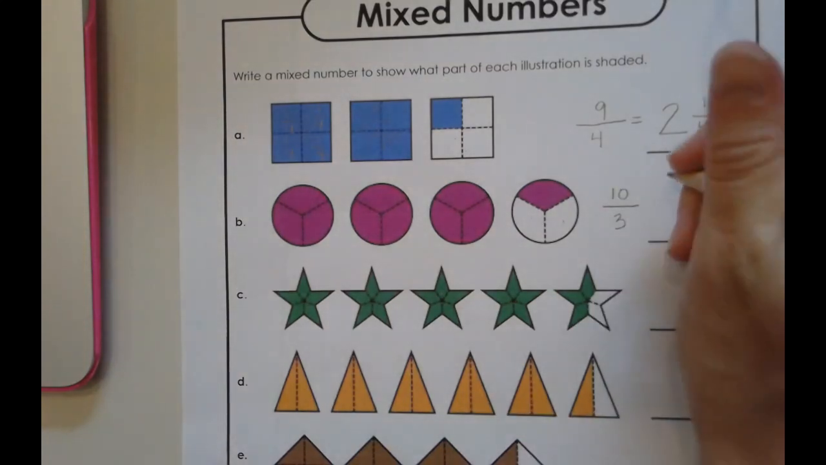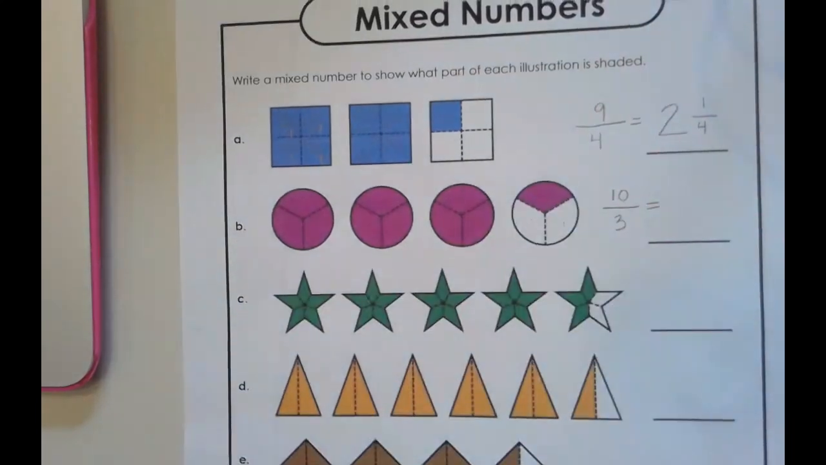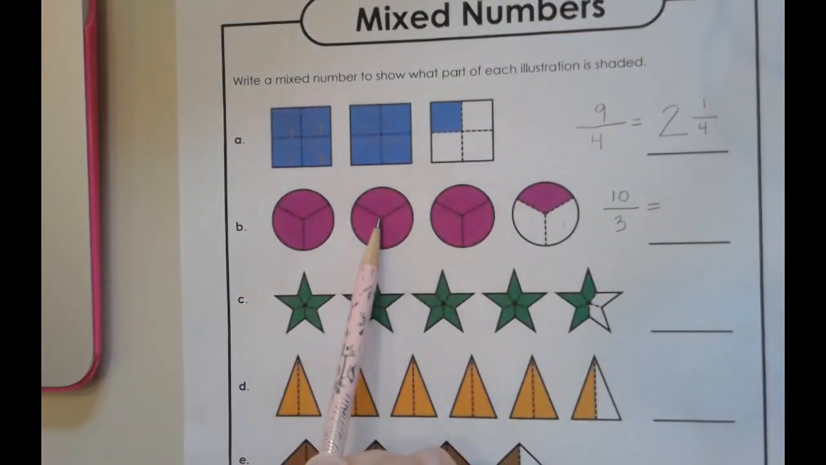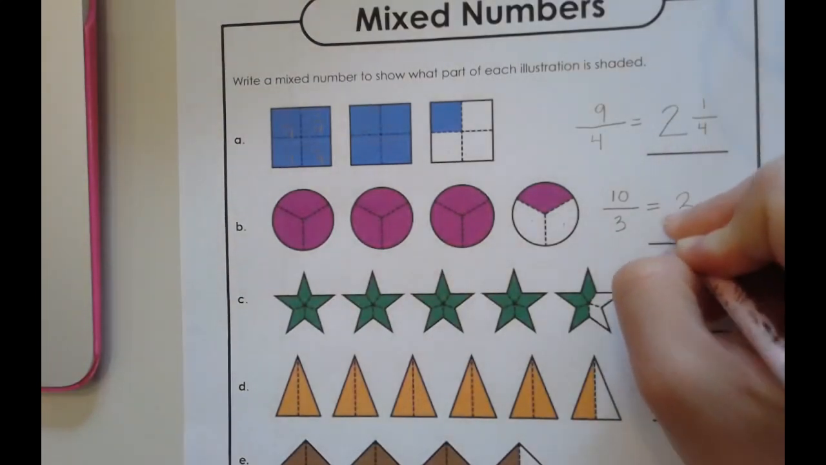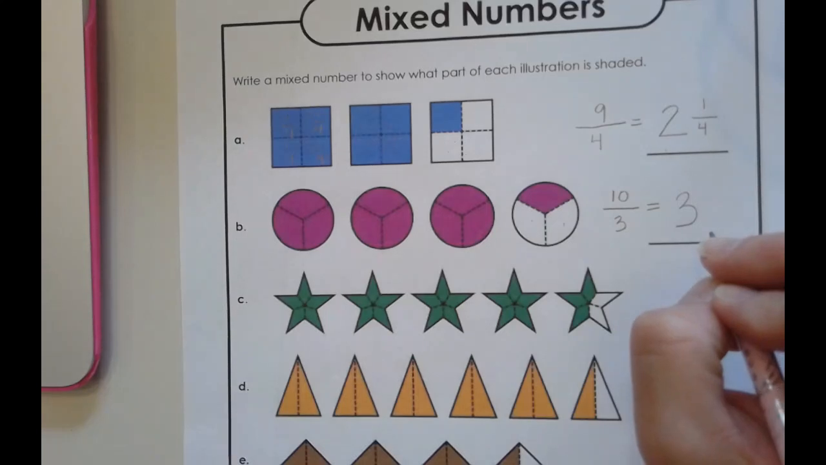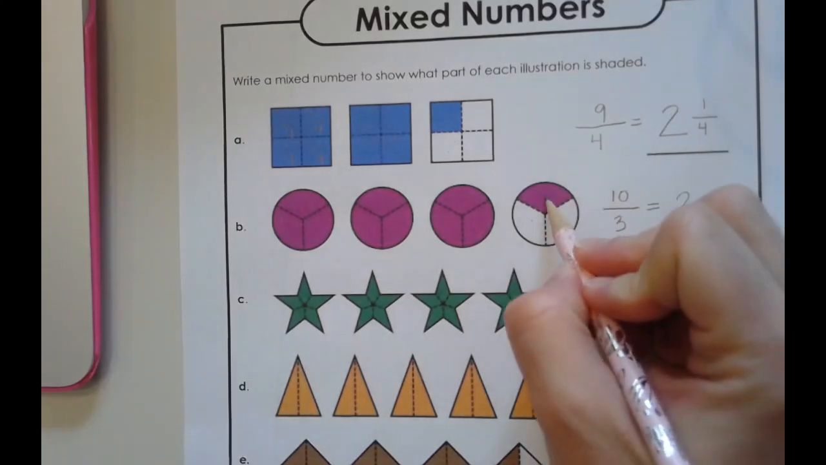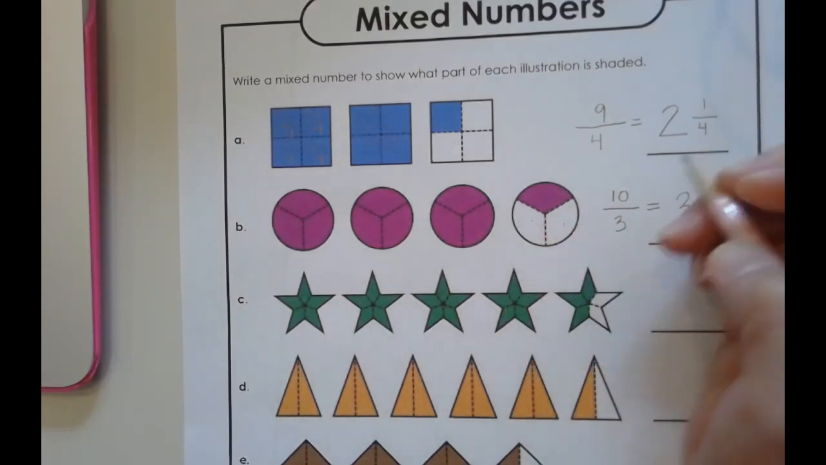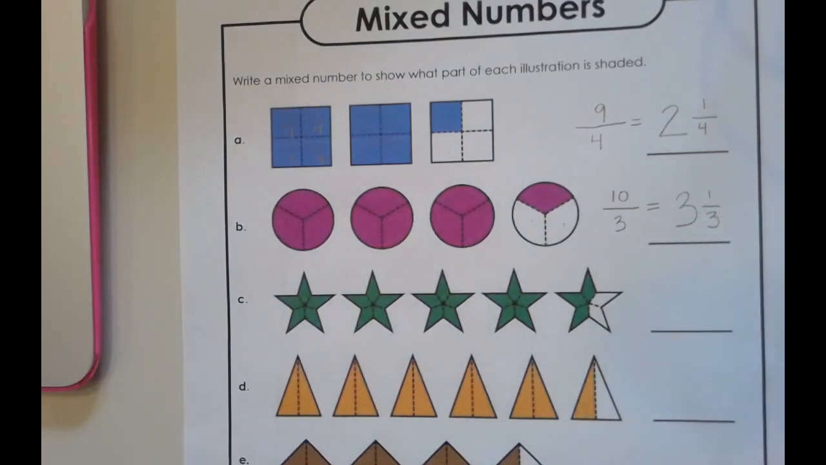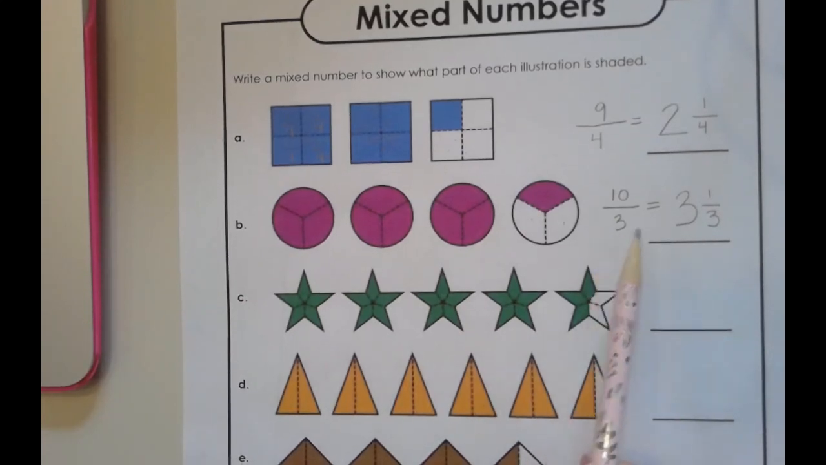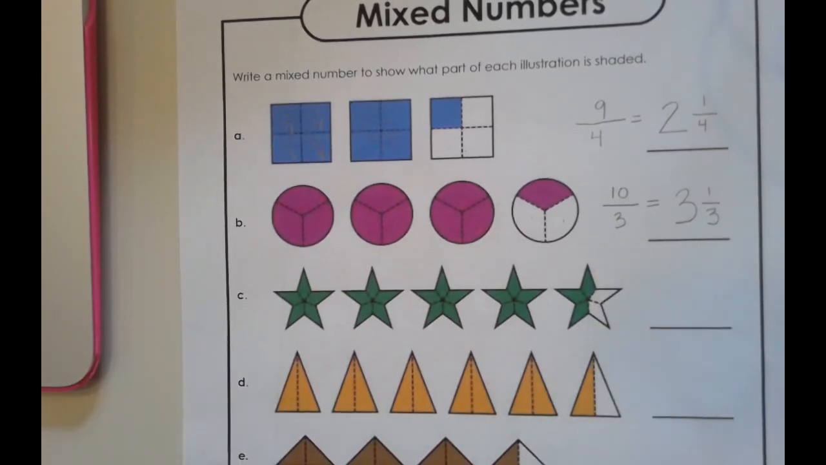Now, I'm going to represent that as a mixed number. First, let's figure out how many whole pies I have. 1, 2, 3. I have 3 whole pies. Plus, in addition to those 3 whole pies, I also have 1/3 of another pie. So I have 3 and 1/3 pies. Here's my improper fraction. Here is my mixed number.